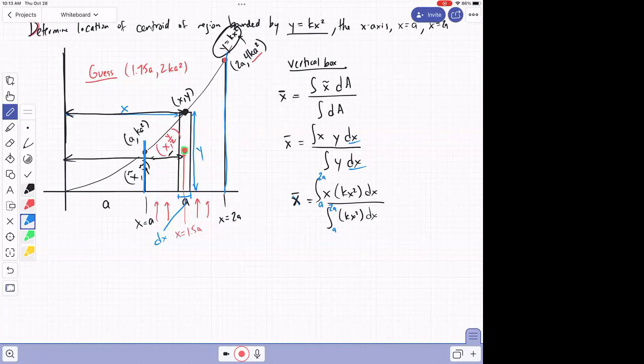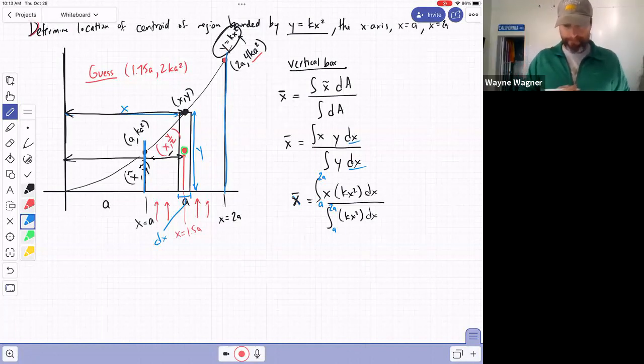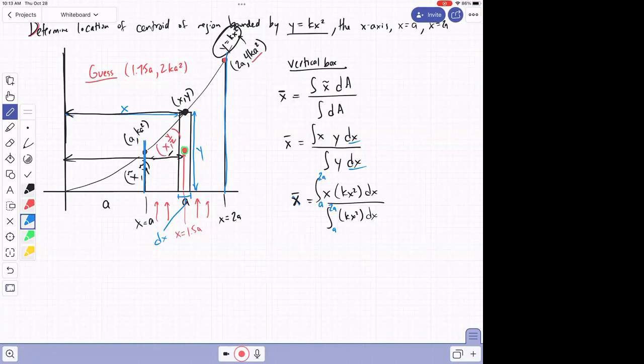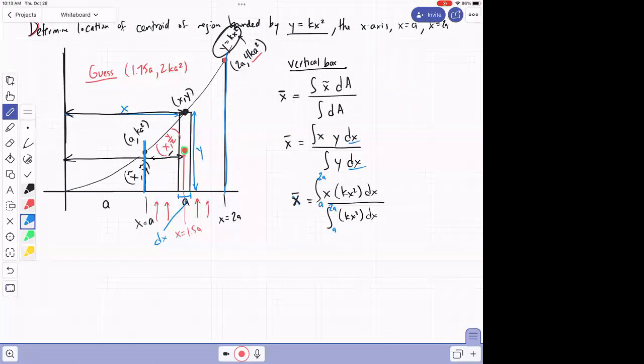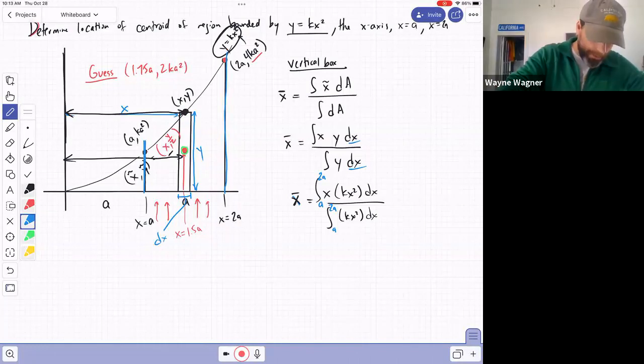So the vertical box method integrates with respect to x. Yep. Wait, so the y dx, what is that? The y dx is the area of the dA. It is the differential area. Well, so why is it not y over 2 times x? Okay, because it's the area of this rectangle right here. Notice the height of the rectangle is y. The width of the rectangle is dx.